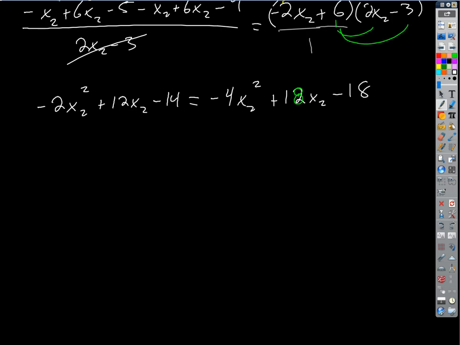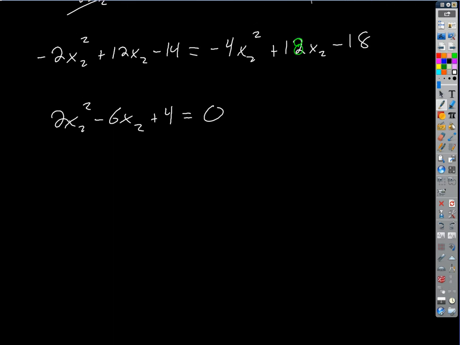So if I add 4x squared, I get 2x squared minus 6x plus 4 equals 0. Okay, I could divide both sides by 2, agreed? That's going to give me x squared minus 3x plus 2. And what are numbers that multiply to positive 2 and add to negative 3? We can factor this.